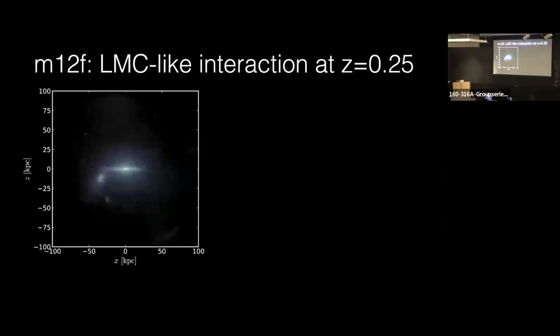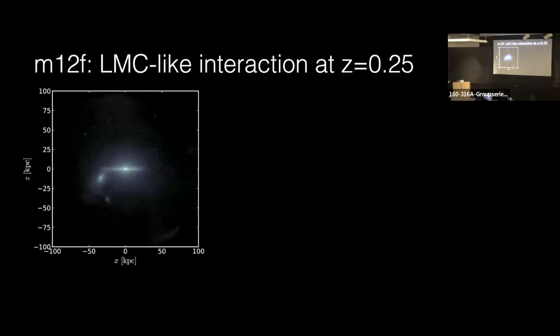So, really quickly, to set the baseline, we wanted to look at an LMC-like interaction in FIRE to see if we can recover the expected dipole signal in the simulation. If you rewind one of these halos, m12f, back to a redshift of about 0.25, this is just the stellar density. There's your LMC, located slightly below the disk.